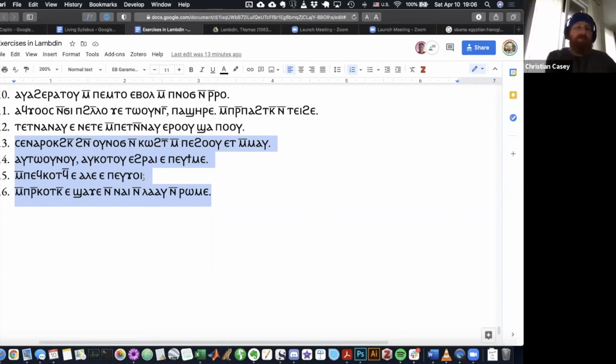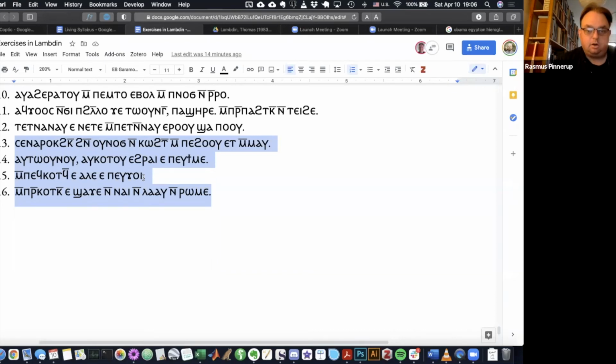Rasmus. Sure. 13, which is Sinarok hen unok kohet pehu edemau. That was different. So that would mean they will burn you in a great fire on that day, on the day that is there. Or rather, perhaps in the passive, you will be burned. Yeah.